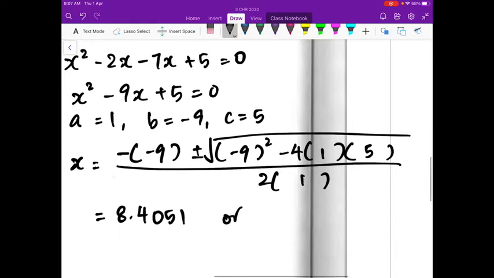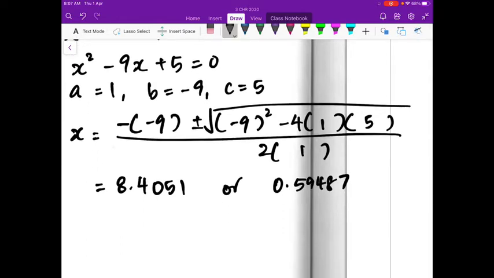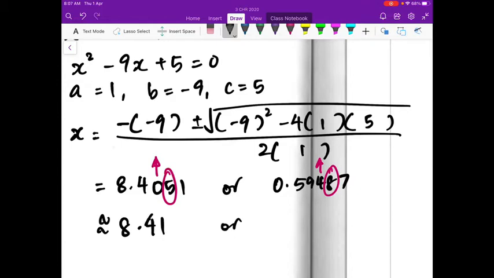8.4051 or 0.59487. So round off. Circle the fourth SF: 1, 2, 3, 4. Then up. We get 8.41 or 0.595.